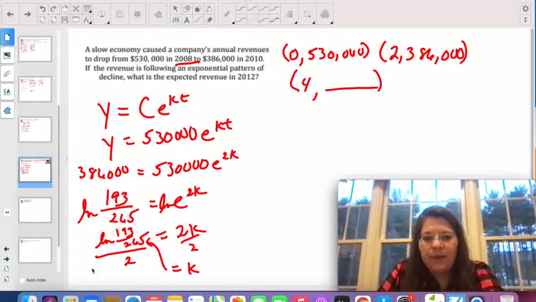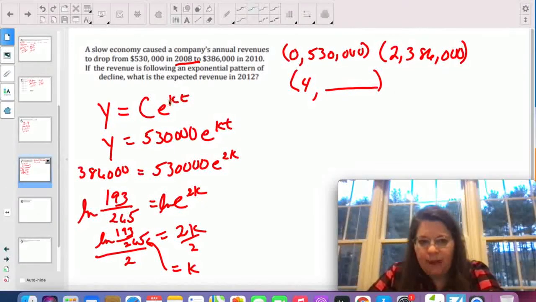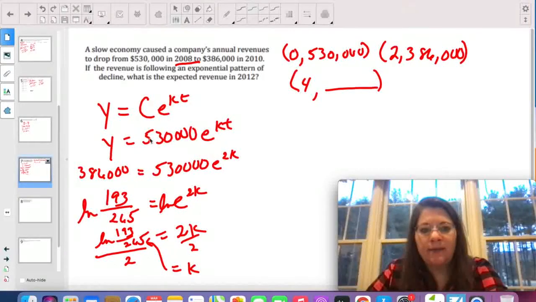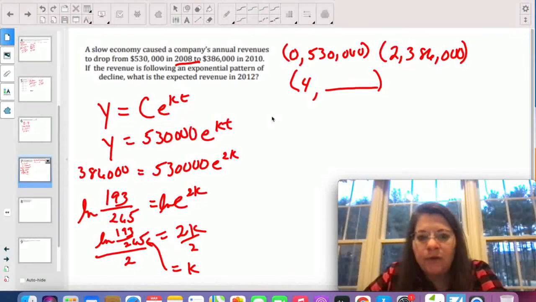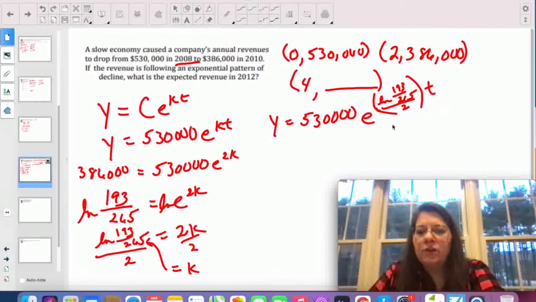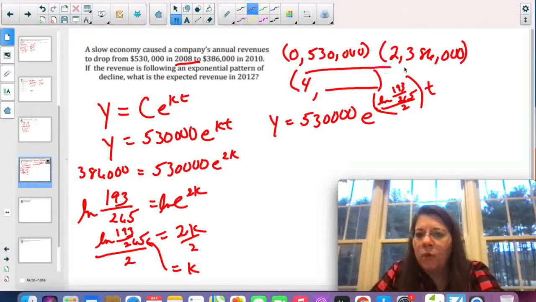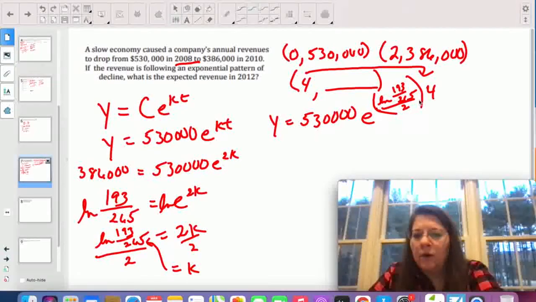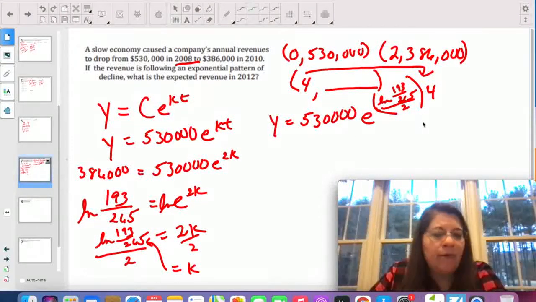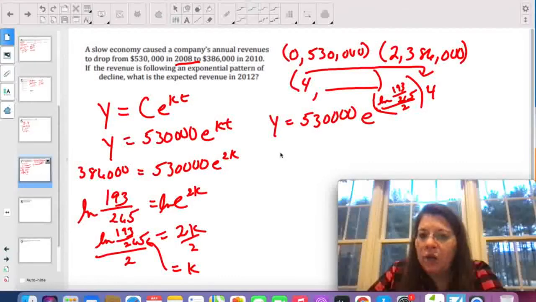So then if that is my k value, I'm going to plug that back into my original. I know that my c value is still 530,000. That's the initial amount. So I'm going to rewrite my equation. So putting that information in, this is what I have. The next step is I'm going to replace the t with a 4. So when I replace that with a 4, I now have something that I can put into Desmos or my calculator and solve.